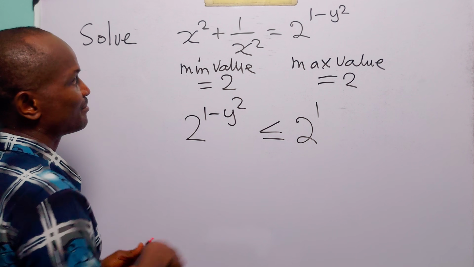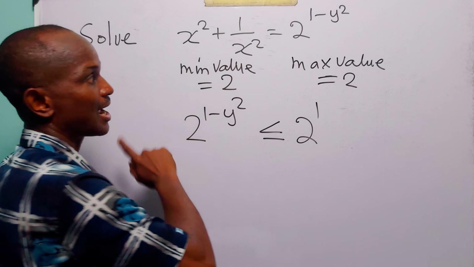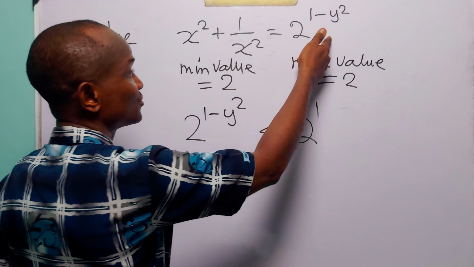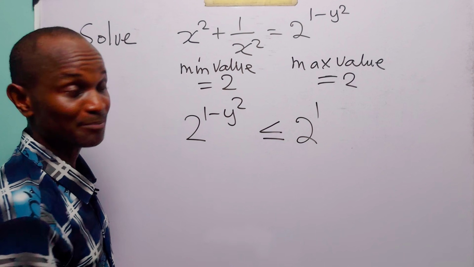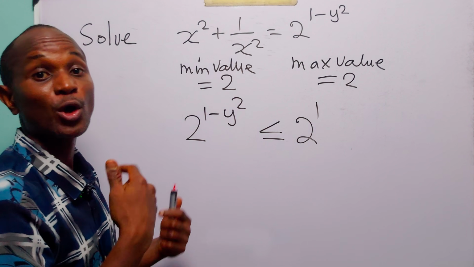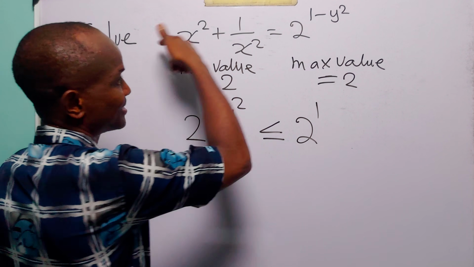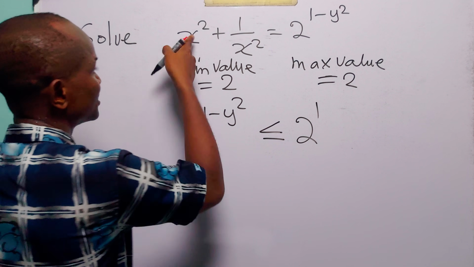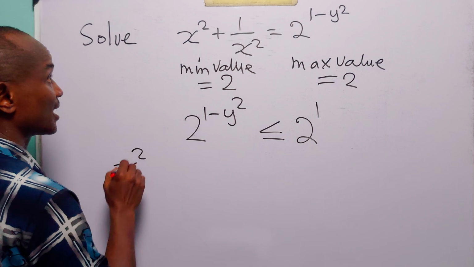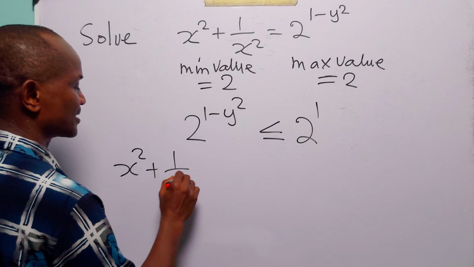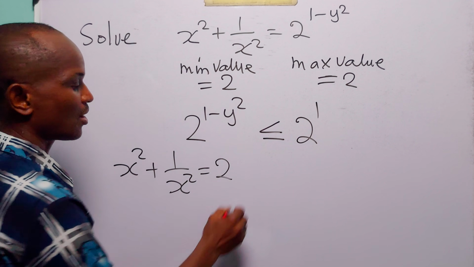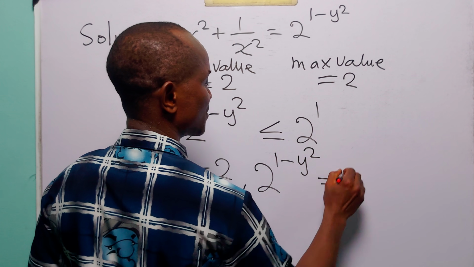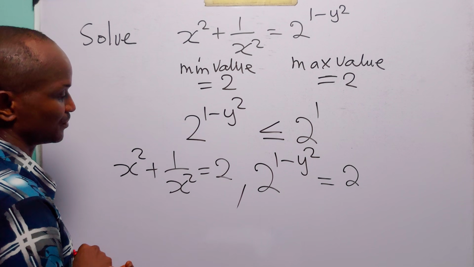Now notice that the minimum value of this is 2 and the maximum value of this is 2. So that means that these two sides will only meet at the point 2. So to find all the real values of x and y that satisfy this equation, we have to solve two equations. The first equation is x squared plus 1 over x squared is equal to 2, while the second equation is 2 to the power 1 minus y squared is equal to 2.